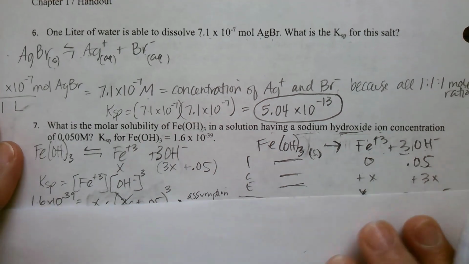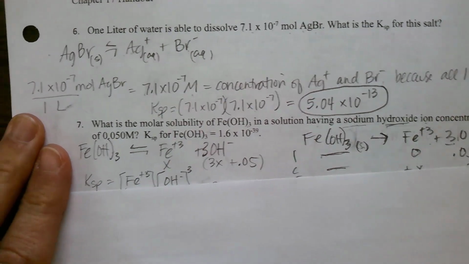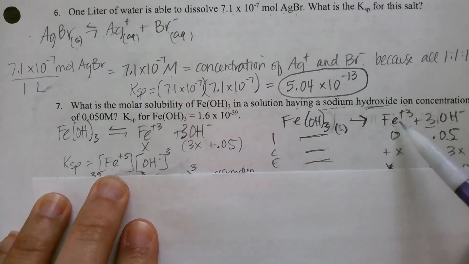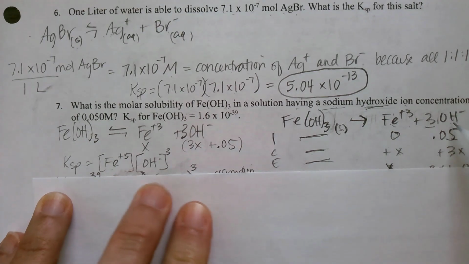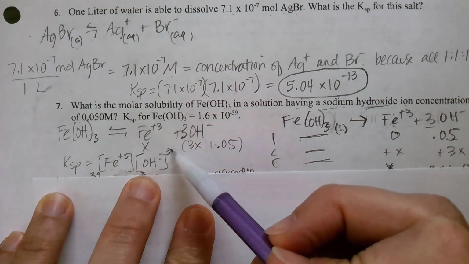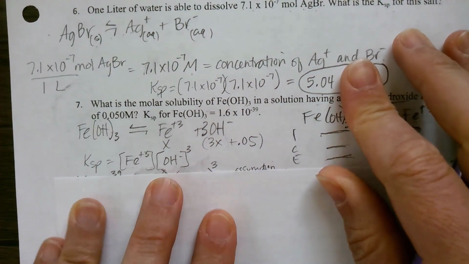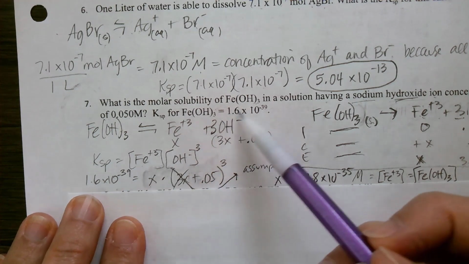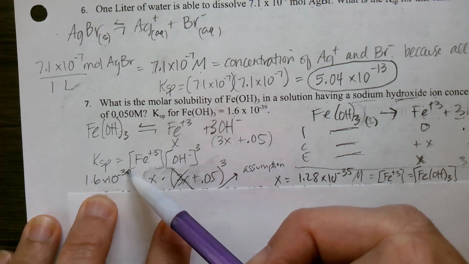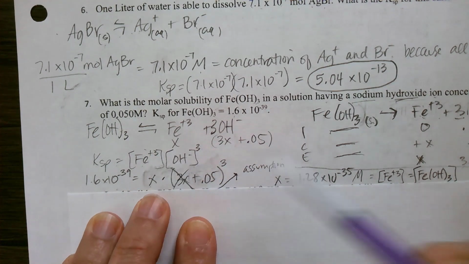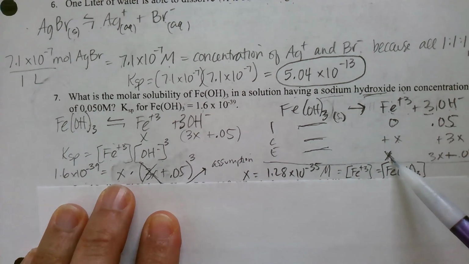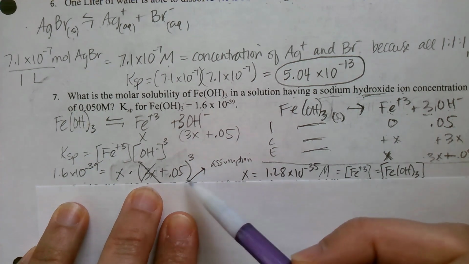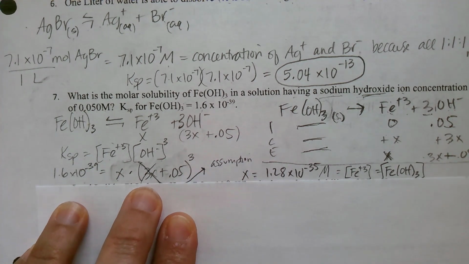So let's write that into our Ksp expression here. We know Ksp is our Fe plus 3 concentration and our OH minus concentration to the 3rd power. So I'm going to plug in our Ksp value that we were told, the 1.6 times 10 to the negative 39, is equal to X from our ICE table times 3X plus 0.05 cubed.